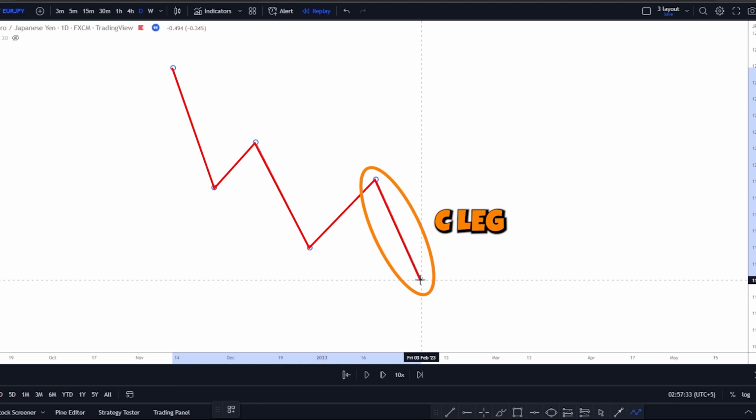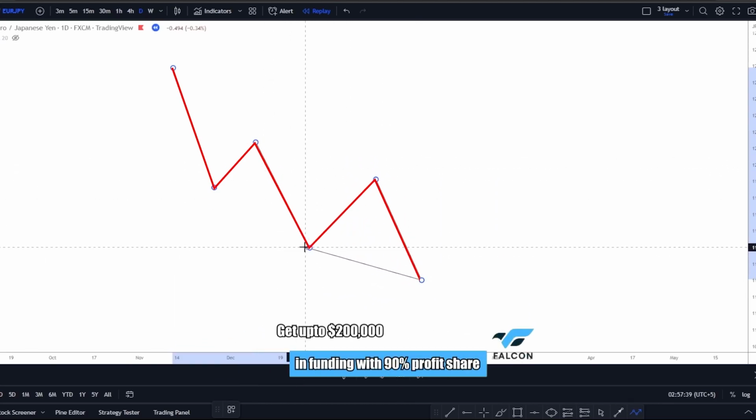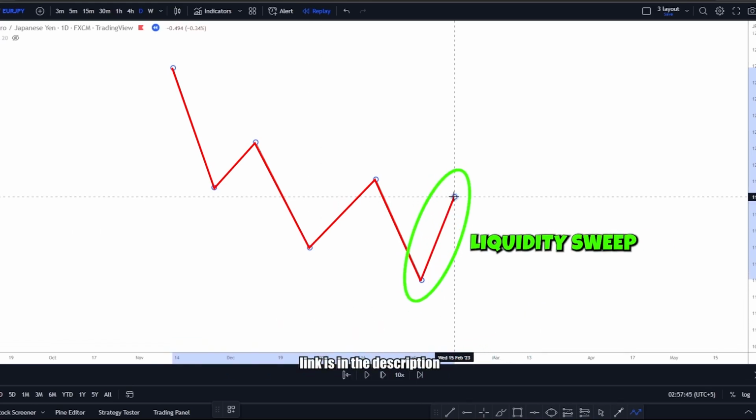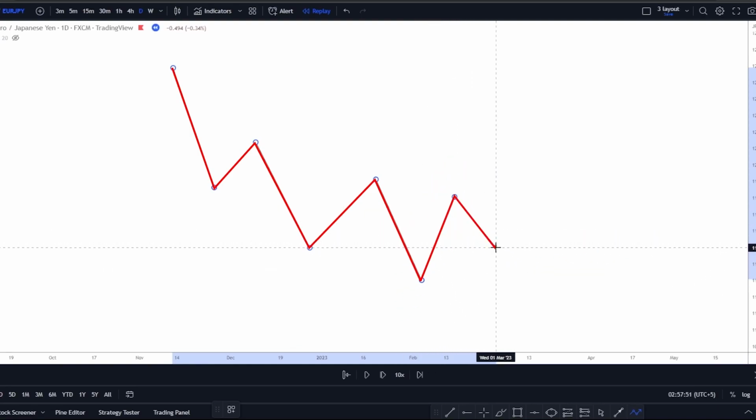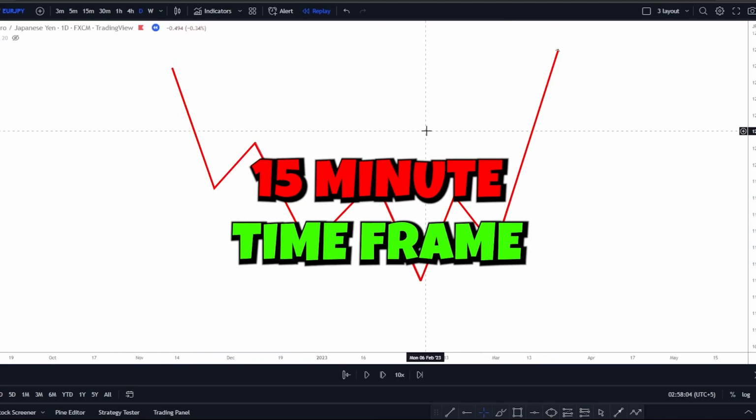But the sellers' movement should go way lower than the low of our A leg, which is right here. It needs to go lower and then make a liquidity sweep right here. When we make a liquidity sweep, I will wait for the market to retest this level, and the moment we retest it, I will be taking a buy and targeting the high of the daily time frame. Now I want this price action to develop on the 15-minute time frame.